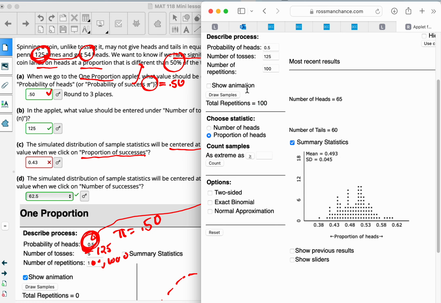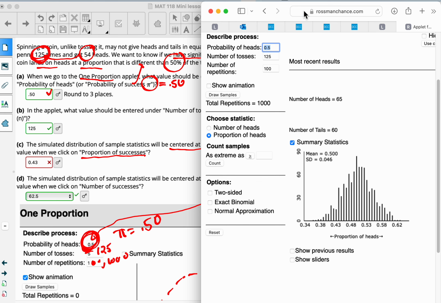If I increase the number of repetitions to 200, notice how I'm now at 0.497. If I increase it to 300, I'm at 0.498. If I keep increasing this to 800, I'm at 0.499. So the more repetitions that I have, 1,000 repetitions, the center of the distribution or the mean is approaching 0.5 because that's what I told it to assume.